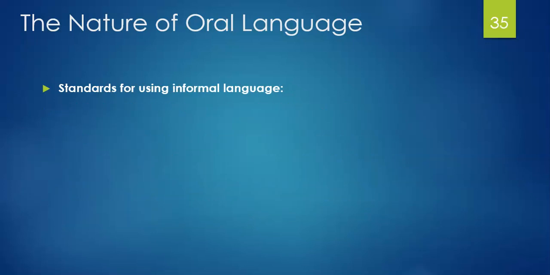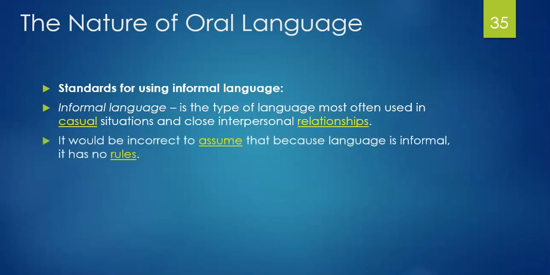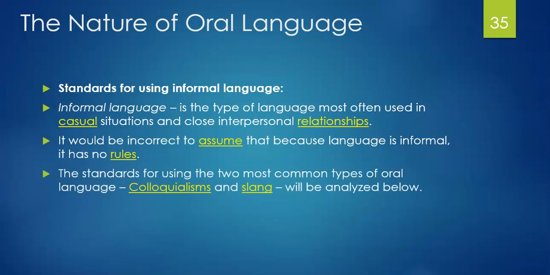Standards for using informal language. Informal language is the type of language most often used in casual situations and close interpersonal relationships. It would be incorrect to assume that because language is informal, it has no rules. The standards for using the two most common types of oral language, which are colloquialisms and slang, will be analyzed below.